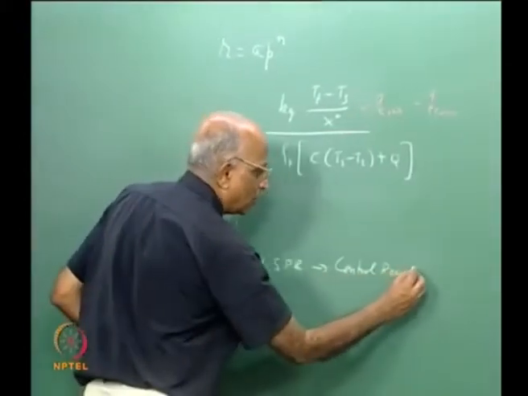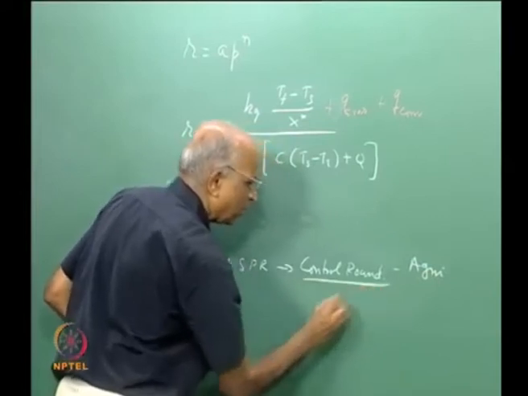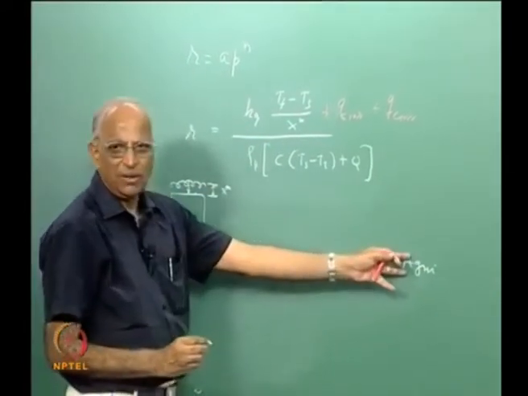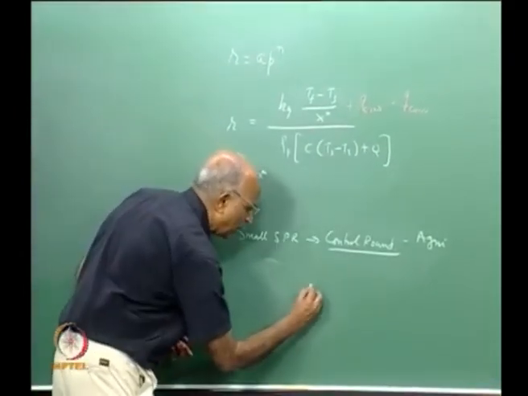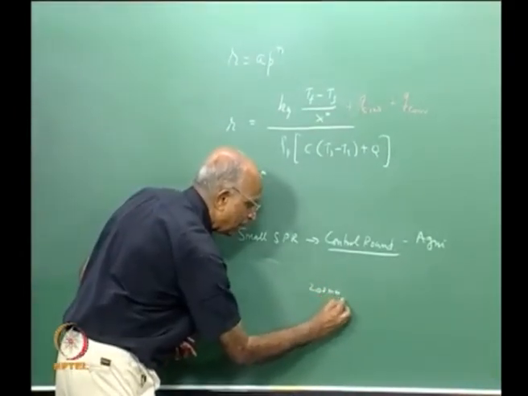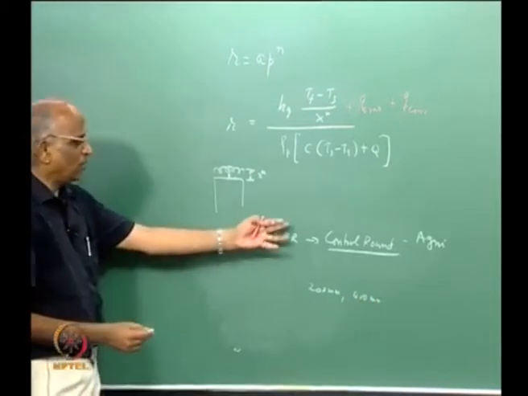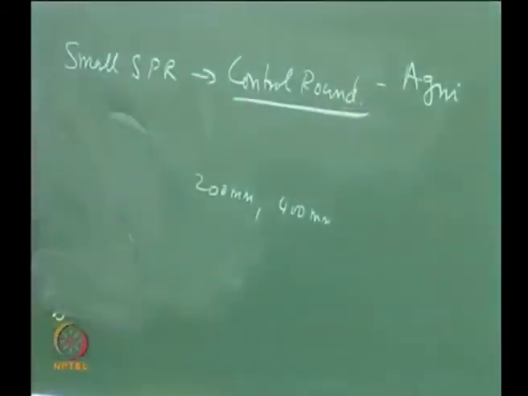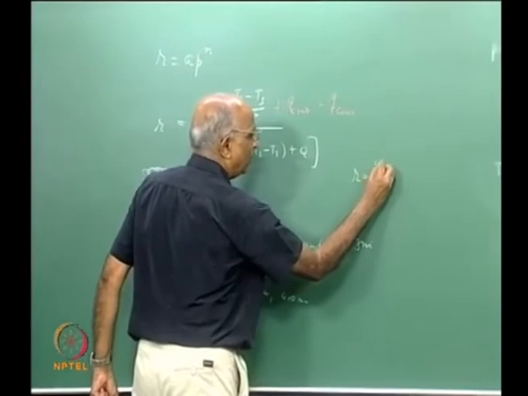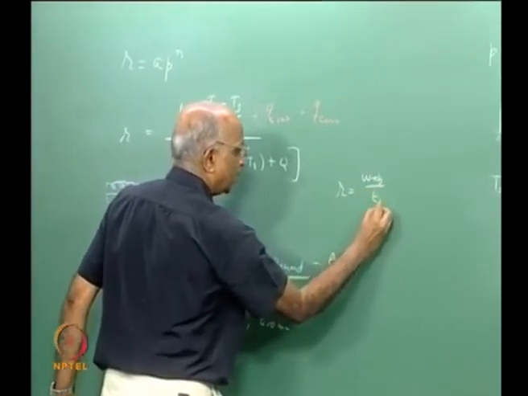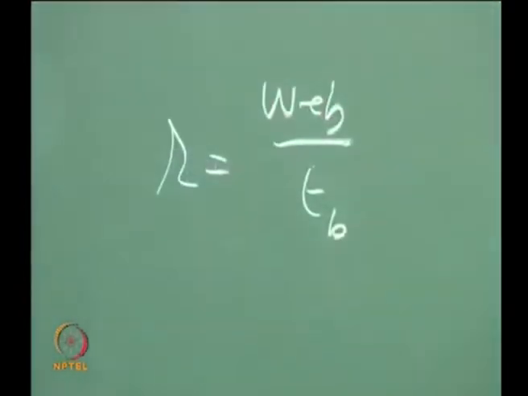In India we call control rounds Agni rounds, but mind you, the name should be control round. Let us not confuse it with Agni missile, maybe we will talk about it later. Small rockets may be diameter around 200 mm, length around 400 mm, cylindrical burning is what we call it, and that is how we determine it. And how do we determine burn rate? Burn rate is equal to web thickness divided by the web burn time, and that is how we go ahead and do it.